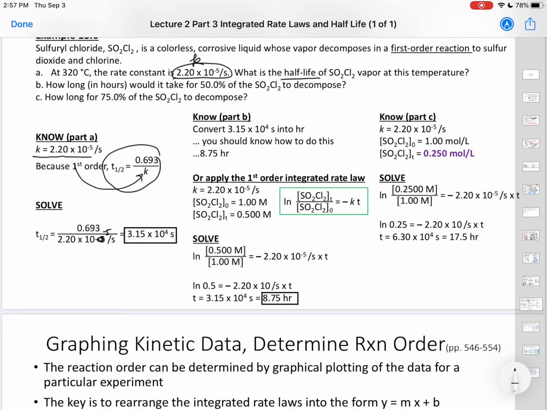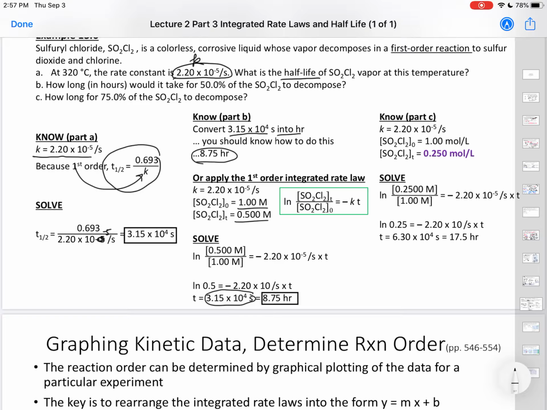B says, how long would it take for 50% of the SO2Cl2 to decompose? So 50% really, if you convert your 3.15 times 10 to the 4th into hours, that is your half-life. It is 8.75 hours. The other way to do it is to do the integrated rate law, and you're just plugging in. You start off with 1 molar, half of that is 0.5. If you do that all the way through, you're still going to get the same thing, 3.15 times 10 to the 4th, and that converts to 8.75 hours. And the way to convert from seconds to hours, I hope you know how to do that. If not, you should find me in office hours.